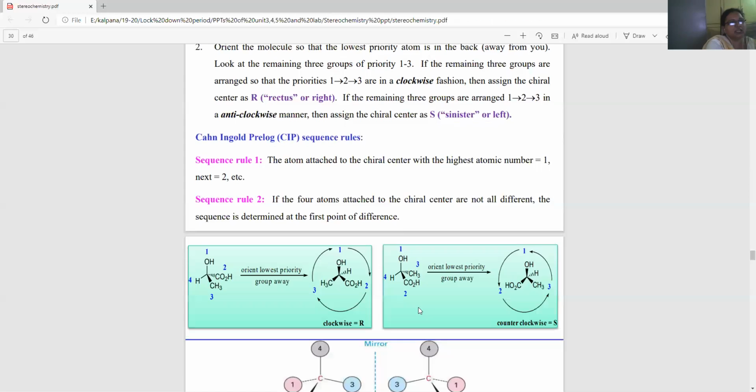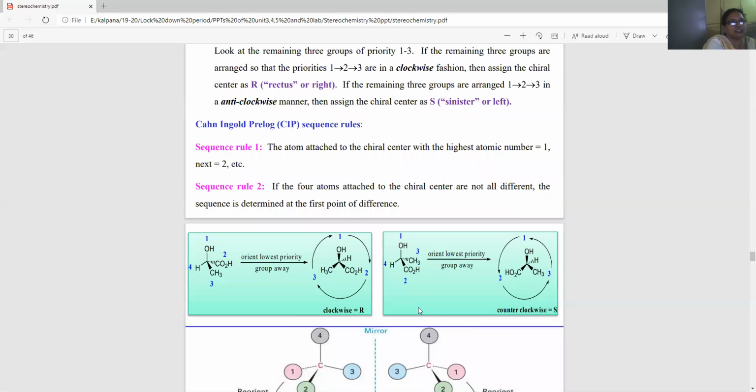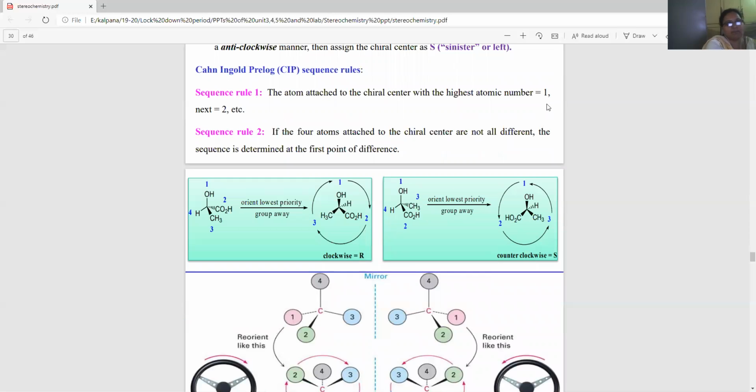So, sequence rule 1. What is it? The atom attached to the chiral center with the highest atomic number is 1. The next one is 2. So, the highest atomic number will be 1. If you take this as an example, the C is surrounded with H, O, C, C. Now, which has a higher atomic number than carbon? It is O. So that is given as 1.